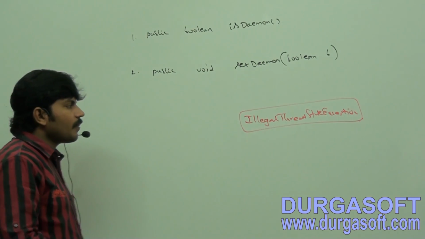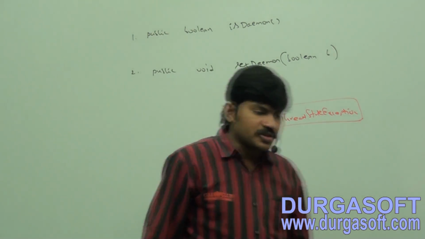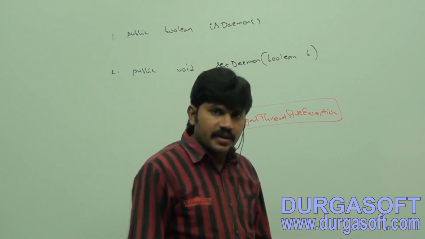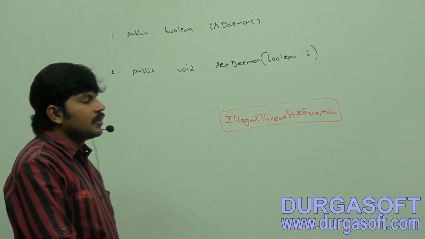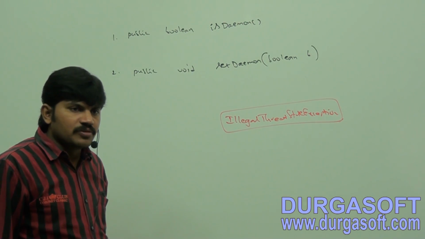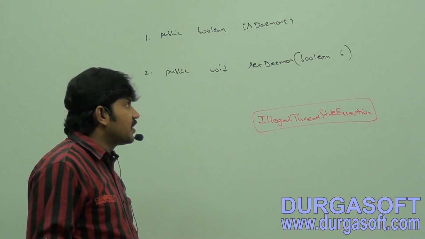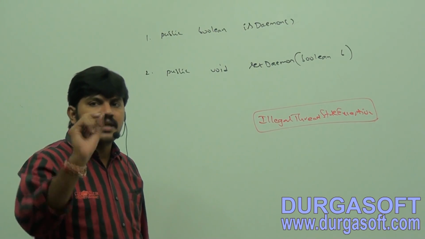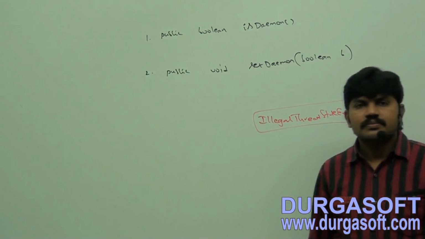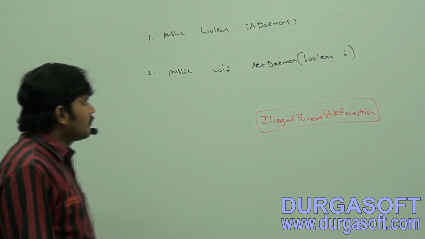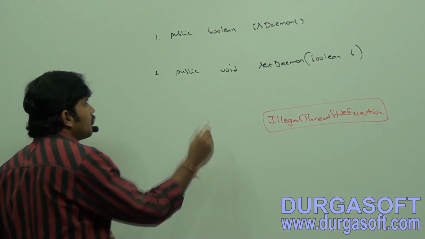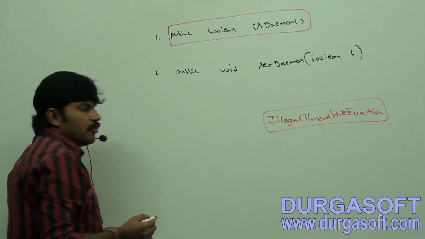We can check the Daemon nature of a thread by using the isDaemon method of the Thread class. public boolean isDaemon.